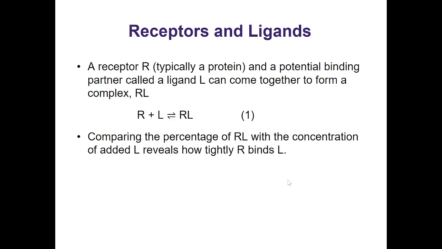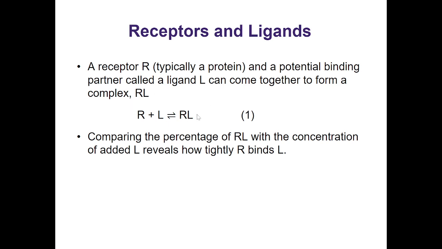So there is a receptor, typically a protein, and the potential binding partner. This is called a ligand. This is referred to as L typically. The receptor, which is typically a protein again, but does not have to be, is typically labeled R. And these can come together then to form a complex, which would be RL. So that would be the complex between them.